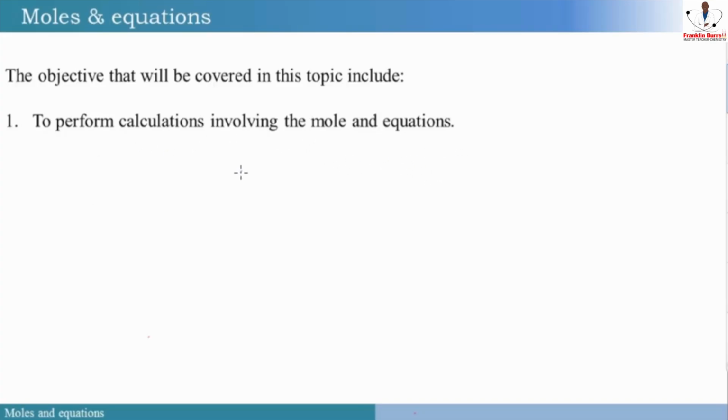So when we write our equation, we must ensure that it is balanced. And then we are going to use a particular quantity given in the question to find quantitatively the mass of another substance or volume of another substance in that same equation using the mole ratio that we get from the balanced equation. Let us start.